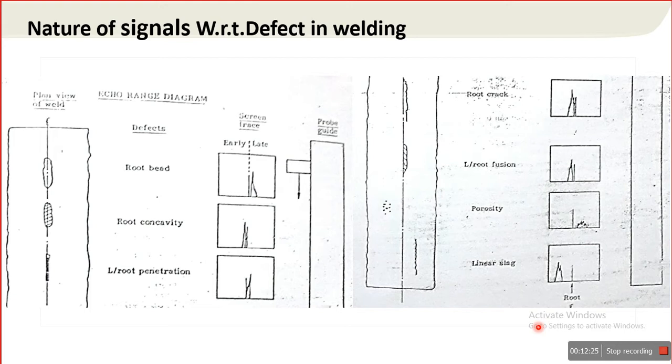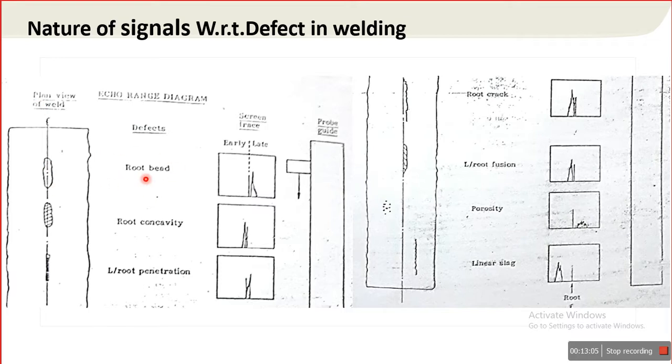So consider this is the nature of signal with respect to defect in welding. There are multiple types of defect in welding. This is the correlation between the type of defect and the response on the screen. See this first column, this diagram indicates plain view of weld. The second column indicates type of defect, and this is screen response, and this is component which is to be inspected.